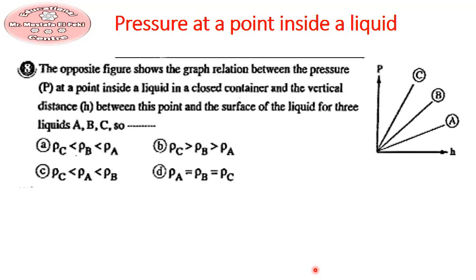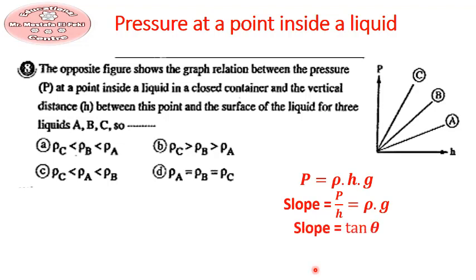The opposite figure shows the graph relation between the pressure at a point inside the liquid, enclosed in the container, and the vertical distance h. Since the relation indicates rho g, the slope equals P over H, that is equal to rho G, and here the slope equals tan theta.